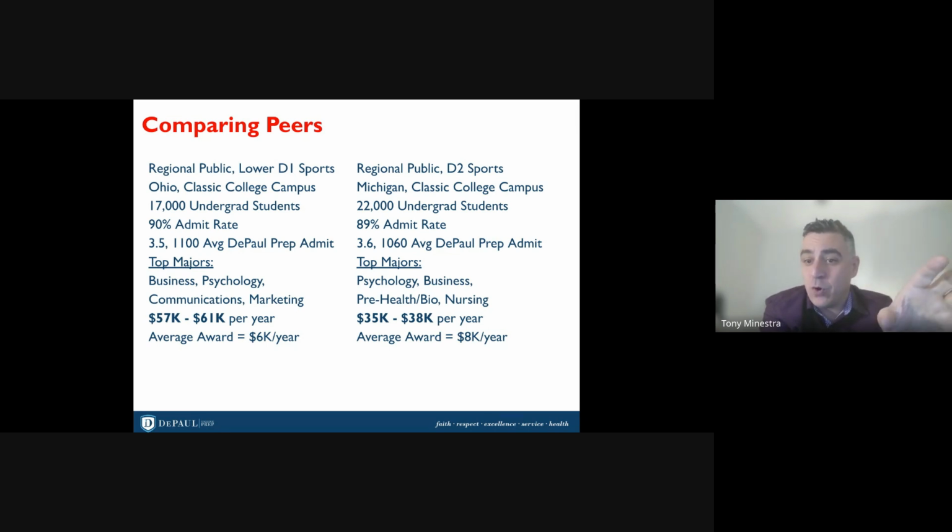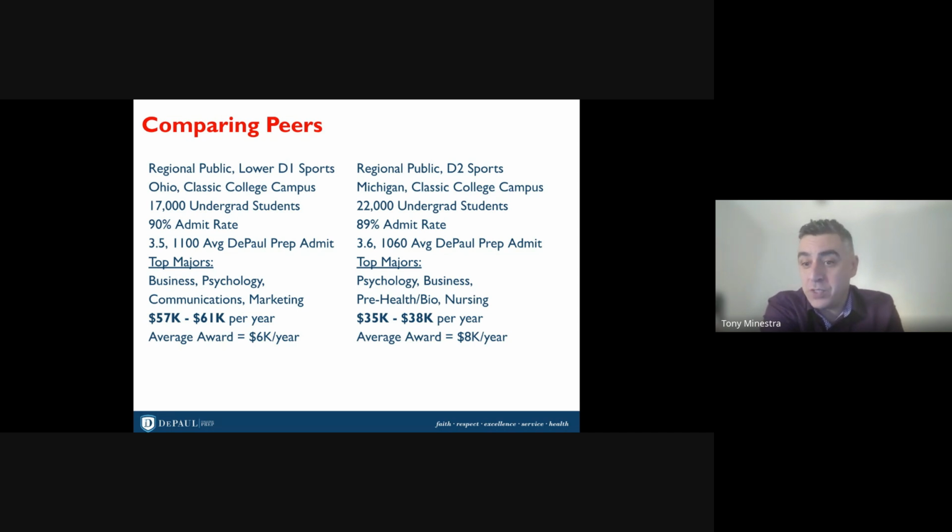Neither of their sports programs are high-level D1, right? So we're looking at lower-level Division I and then high-level D2 sports at School B, okay? We're looking at two college campuses in the Midwest, classic, all right? Similar in undergraduate size, around 20,000 students on each campus, okay? Both have a 90% admit rate, very high, okay? And you look at the average student admitted to each one, pretty similar, okay? Very similar profile. Top majors, again, very, very similar, okay?